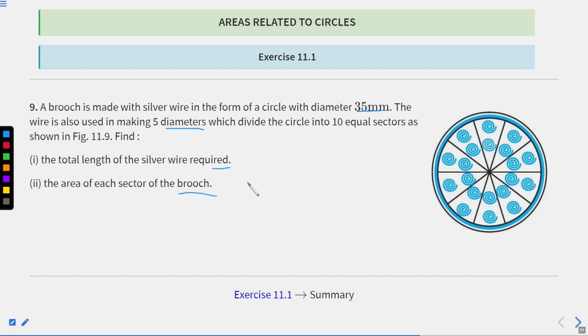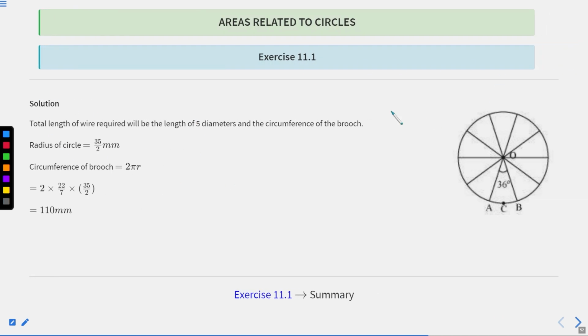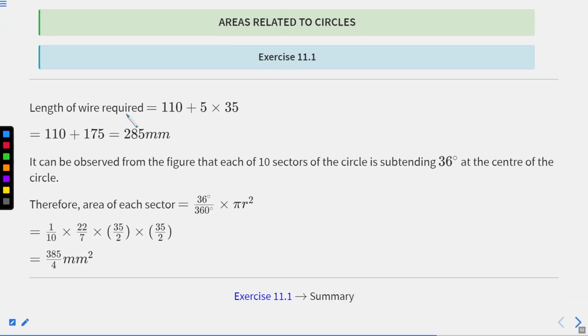So here the total length of the wire required will be the length of 5 diameters and the circumference of the brooch. The radius of the circle is 35 by 2 millimeter, and the circumference of the brooch is equal to 2 pi r, that is equal to 2 into 22 by 7 into 35 by 2, that is equal to 110 millimeter. And the length of wire required is 110 plus 5 into 35, that is equal to 110 plus 175, that is equal to 285 millimeter. So this is the length of wire required.